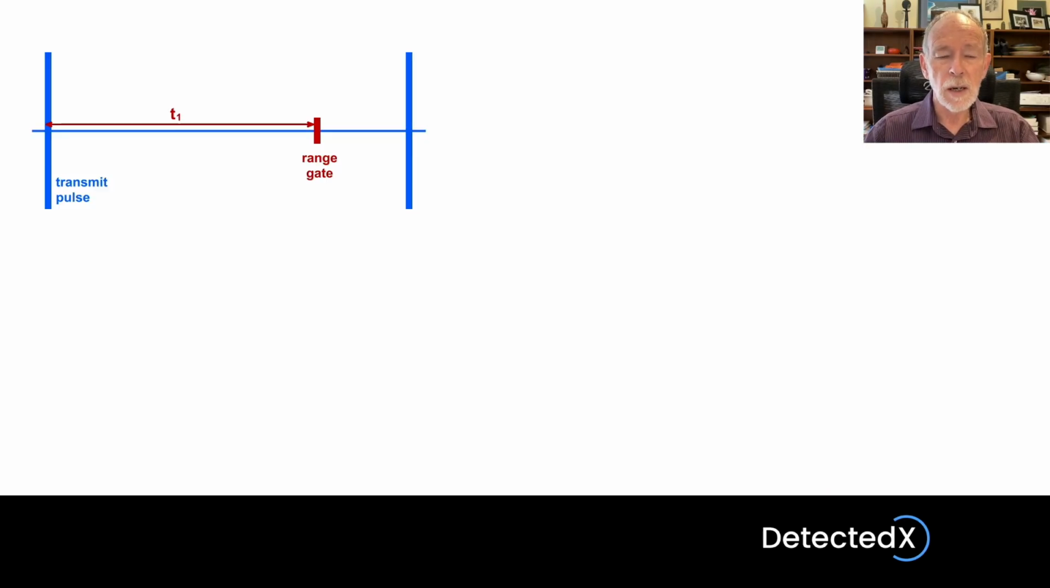This is just a diagram to explain how the range ambiguity comes about. On the top left, we have the normal mode of operation, where we have the transmit pulse and the range gate. The machine waits until all detectable echoes have gone, and then it transmits again.